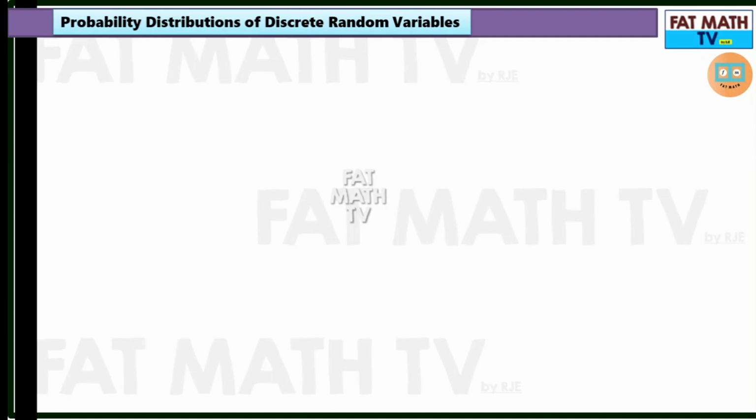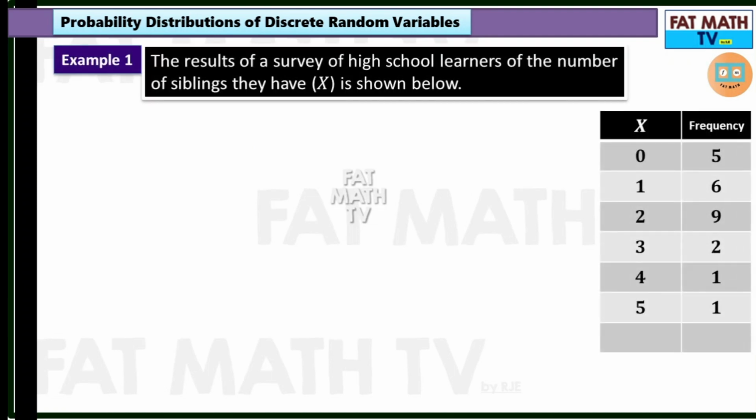Probability distributions of discrete random variables. Example number 1. The results of a survey of high school learners of the number of siblings they have is shown on this table. 0 siblings, there are 5 of them. 1 sibling, there are 6 learners. 9 learners have 2 siblings. 2 learners have 3 siblings. And 1 learner has 4 siblings. And another 1 learner has 5 siblings.